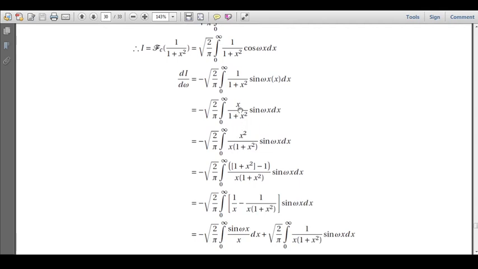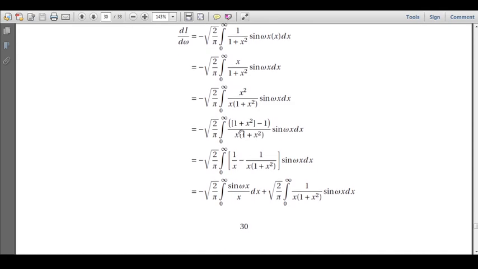Now I make some adjustments in the numerator and denominator. I write the numerator as x square, so we have to divide the denominator by x. So x square and x get cancelled, I got x back. I rewrite x square as 1 plus x square minus 1, and I take term by term division here. I get minus root of 2 by pi integral 0 to infinity 1 plus x square minus 1, the whole divided by x into 1 plus x square, sin omega x dx.